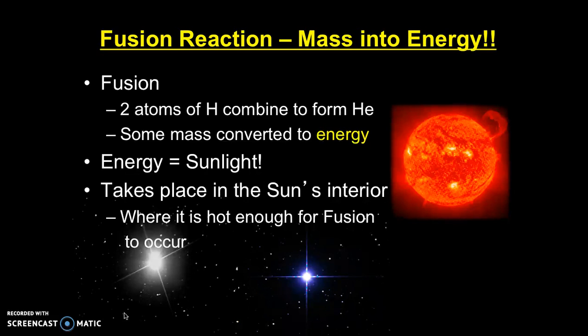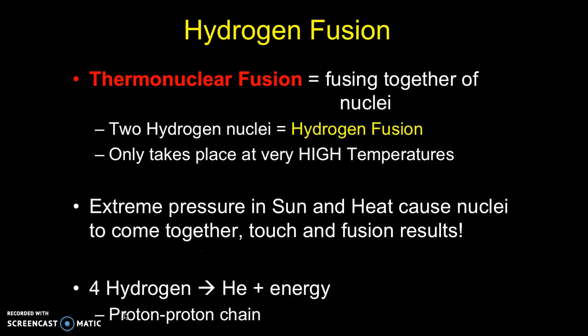This fusion reaction takes place deep in the interior, at the center of the star, where it's hot enough for fusion to occur. Recall when we talked about the protosuns and protostars in the formation of our solar system, we discussed how the sun really didn't become a star until those thermonuclear reactions happened in the core. It got hot enough for those reactions to take place.